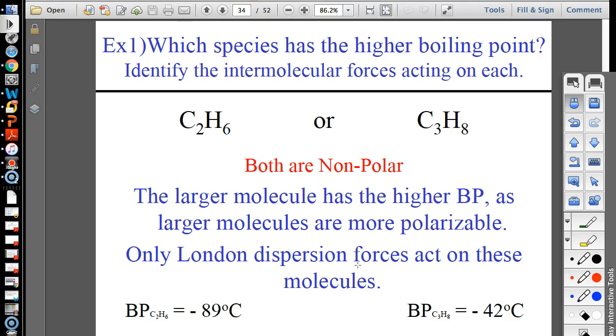Both of these are nonpolar, but this propane has three carbons. You don't ever want to refer to the size of the molecule. You have to be really careful. Refer to the shape and the number of electrons, okay? The propane has a larger number of electrons, so it is more polarizable than the ethane there. And so the boiling point is going to be greater because it is more polarizable and will experience more London dispersion forces.